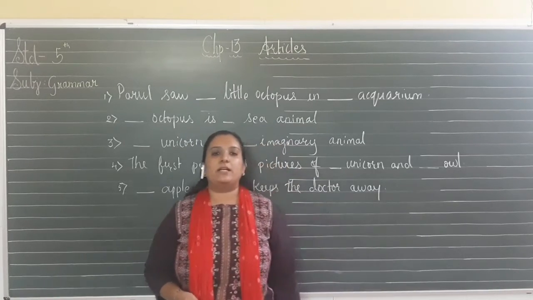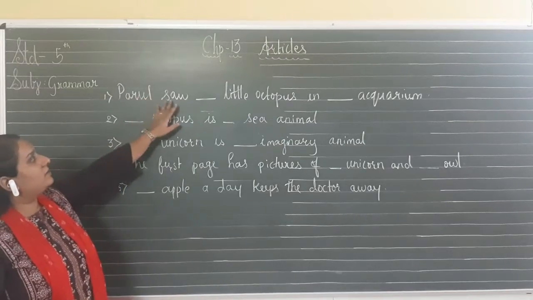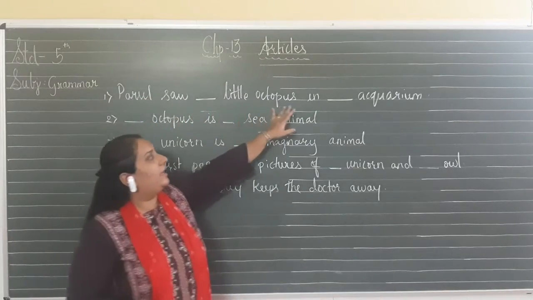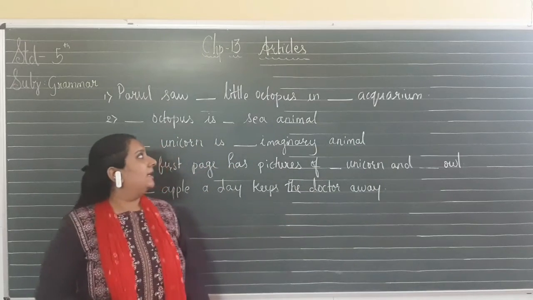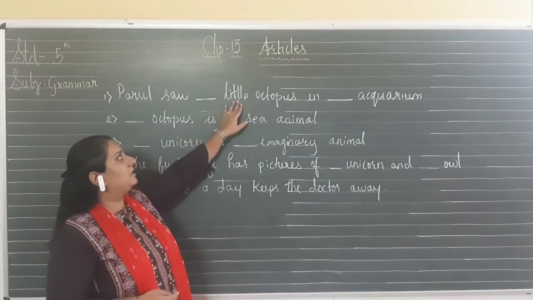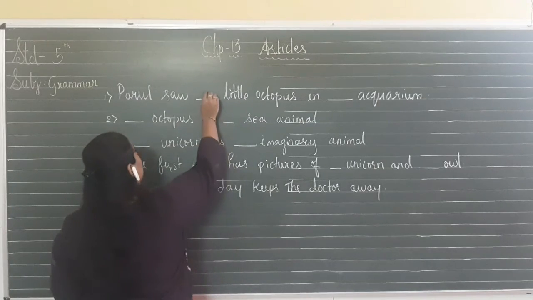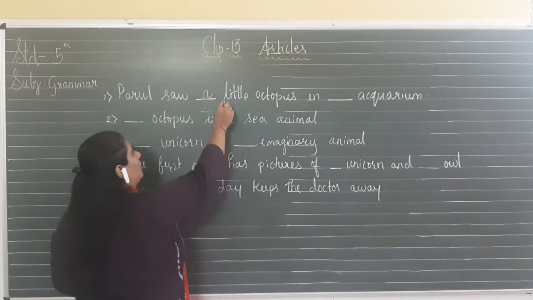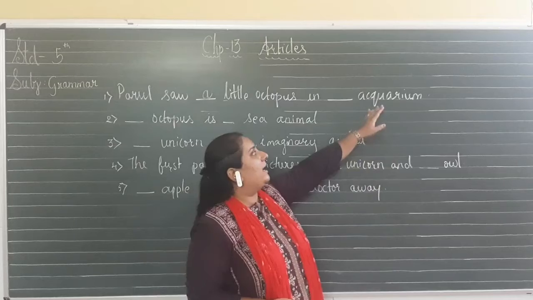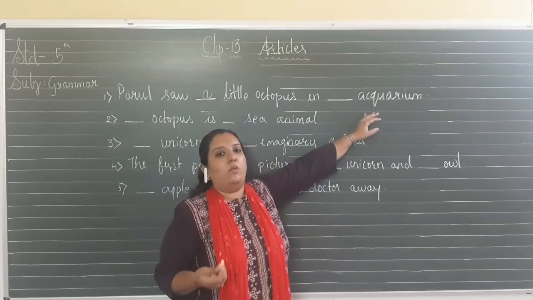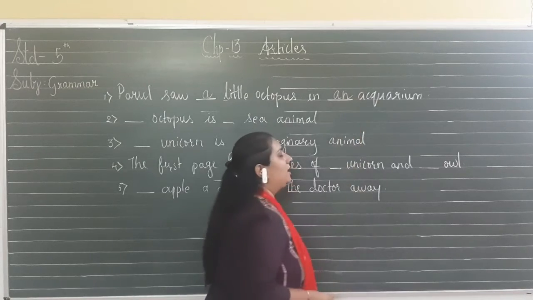Okay students, now let us have a look at some short exercises. The first sentence is: Parul saw dash little octopus in dash aquarium. So here, what do we find out? That the first blank is before little. Little is a consonant sound, so we will use article A. Wherever we get a consonant sound, we will use article A. And what is the next blank? Aquarium. Aquarium, vowel sound. So we will use article an before aquarium.